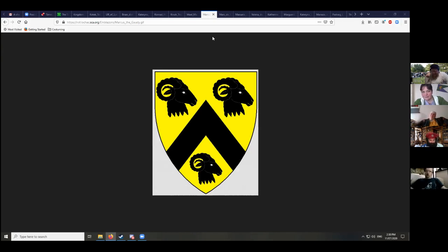So to put it all together as an example, I would just blazon this as or a chevron between three ram's heads to sinister sable. Because one of the things you also need to describe here is the direction that the heads are pointing.